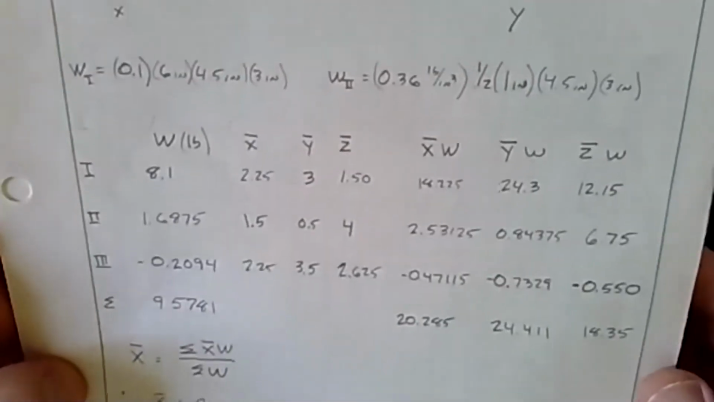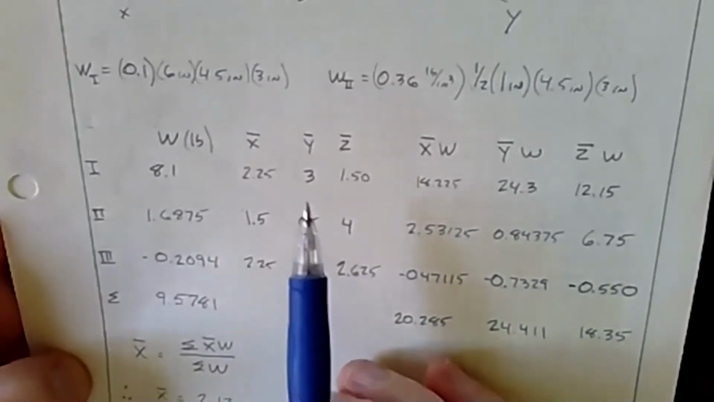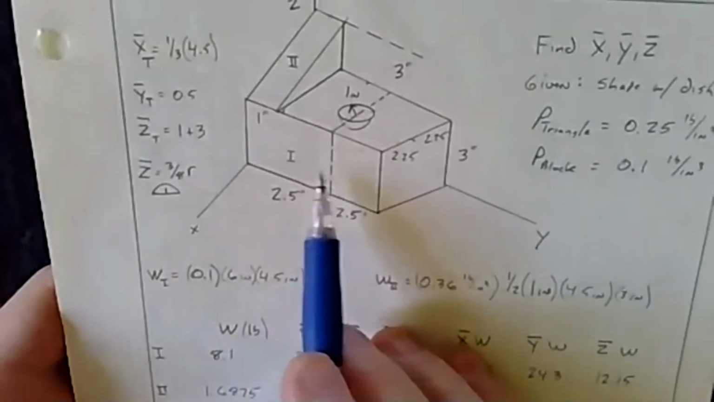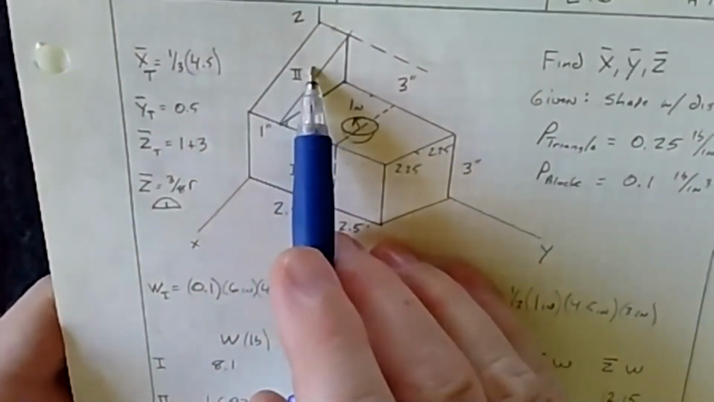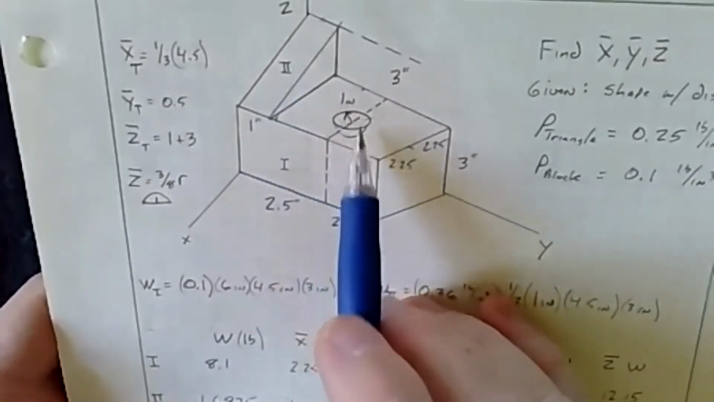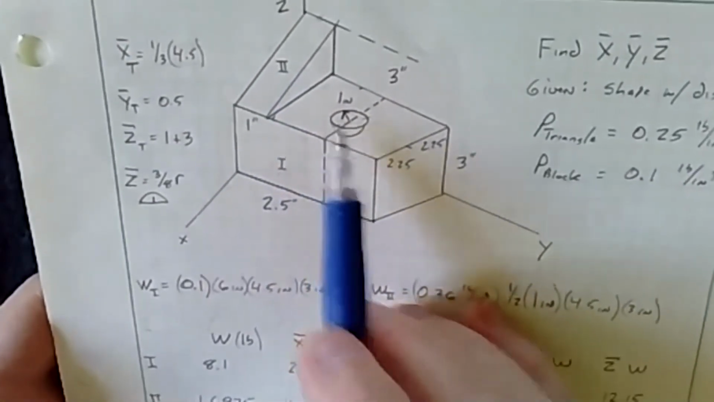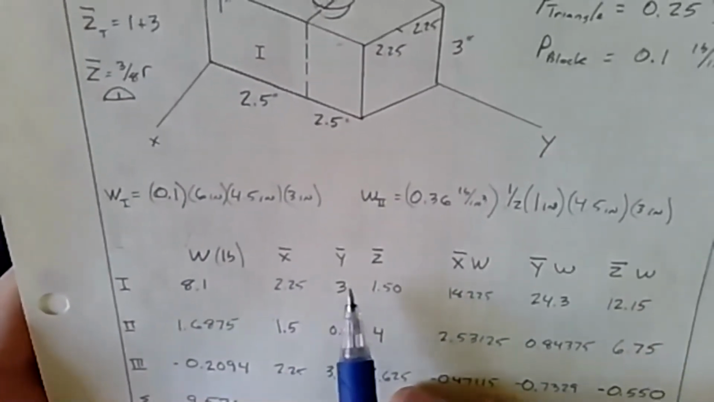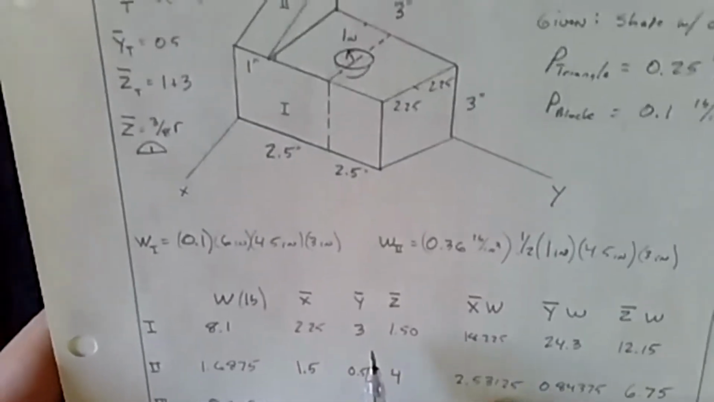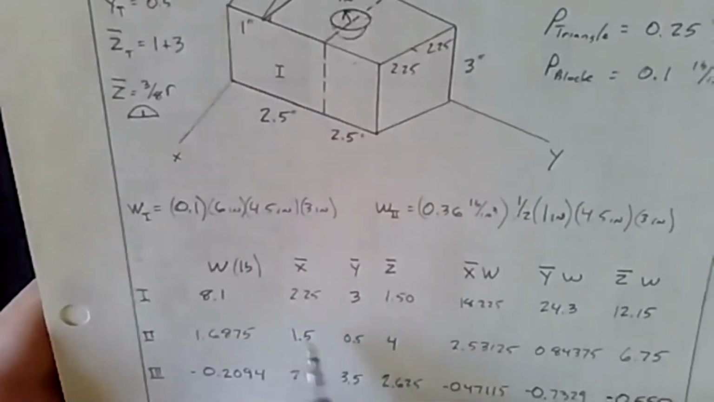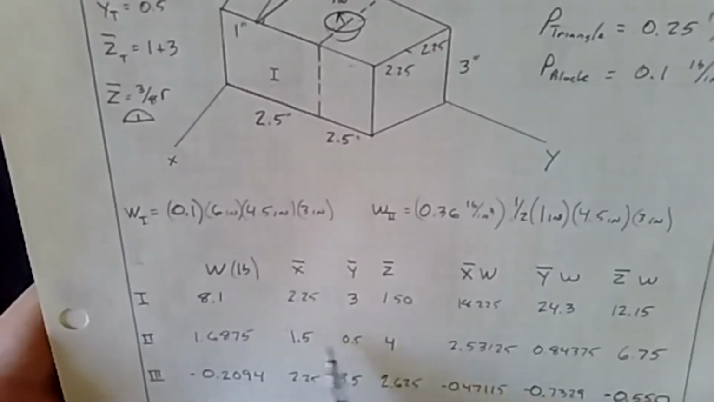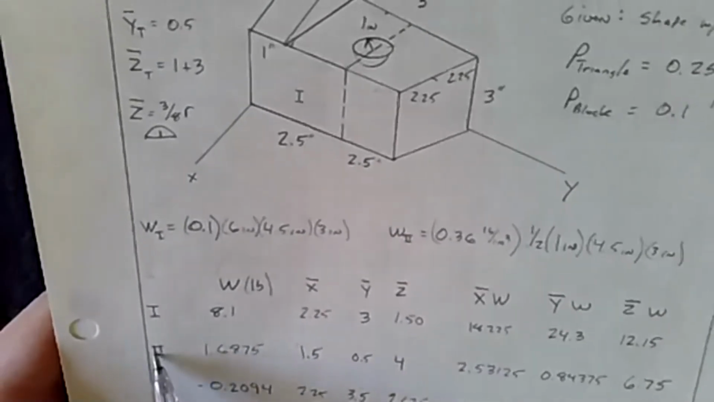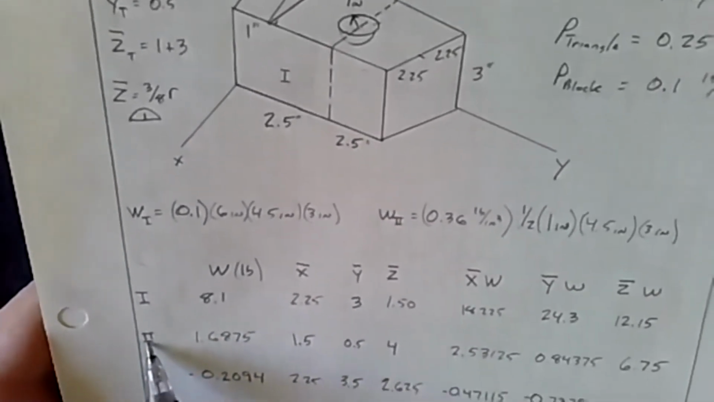So let's go down here and this will give you a chance to fill out your table. So we're calling the block 1, we're calling the triangle 2, and we're calling this little empty vacant hemisphere 3. So if we go down here for block 2, we calculated our x, y, and z, didn't we? 1.5, 0.5, and 4. So go ahead and fill that in for 2 in the row that you're given.